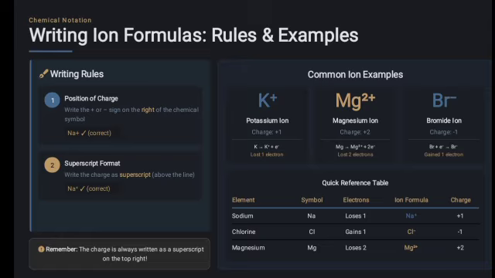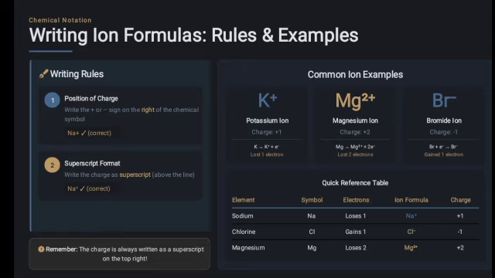Now you can see different chemical symbols on your screens, like potassium ion, magnesium ion, bromide ion. All these have the positive or negative charges on the right side of their chemical symbols. Is it clear?